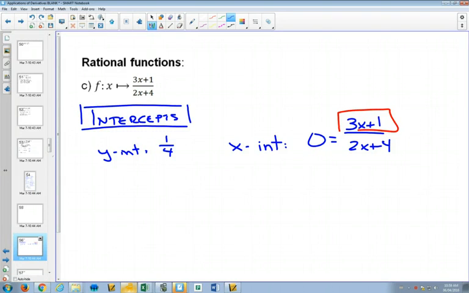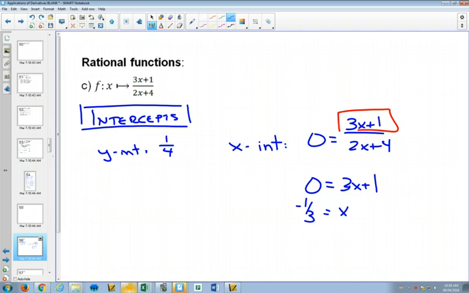you could multiply both sides by 2x plus 4. If you multiplied both sides by 2x plus 4, this side would still be 0, and the 2x plus 4 would disappear on the other side. Either way, when you solve for x, it's whenever the numerator was equal to 0. So we have our x-intercepts and our y-intercepts.